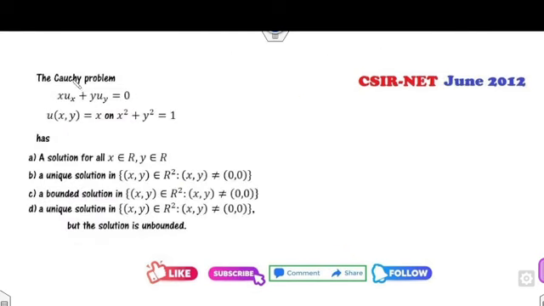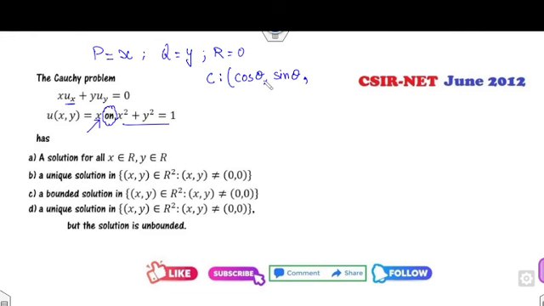Consider the next problem. Again, it's a Cauchy problem. What is my P? P is the coefficient of del u by del x. Q, coefficient of del u by del y. R is my 0. Now you can see the word on is mentioned. So you have to define the curve. What is the curve of this? You can write it as cos theta, sin theta. What is the value of the u? U is my x. X is my cos theta.